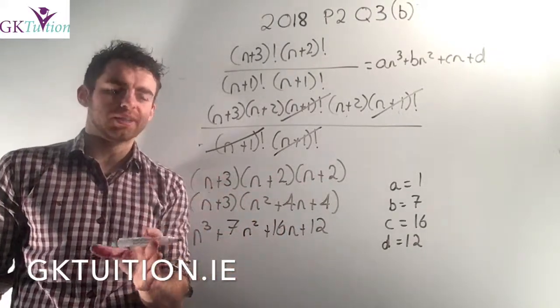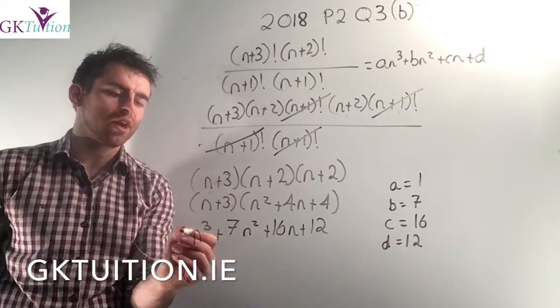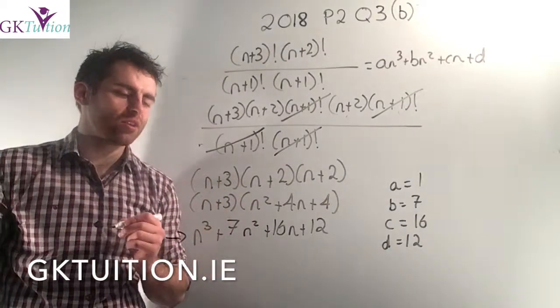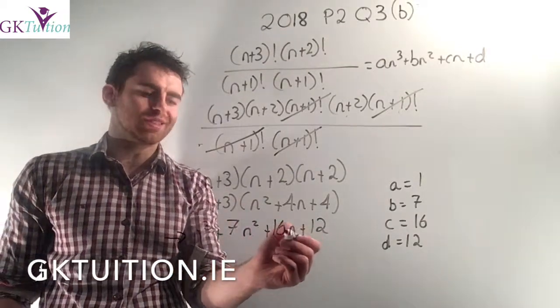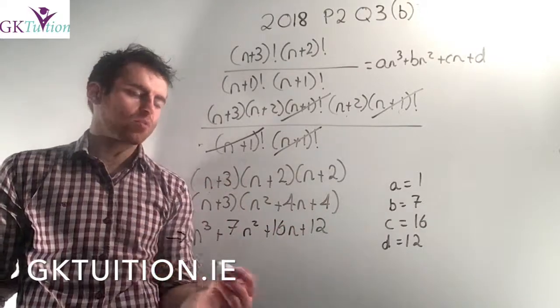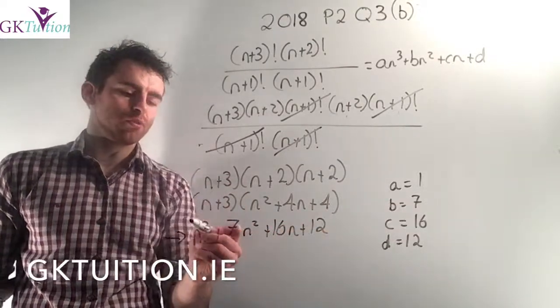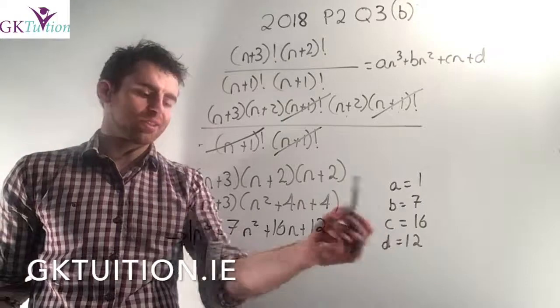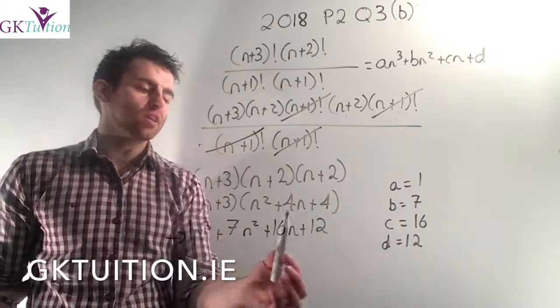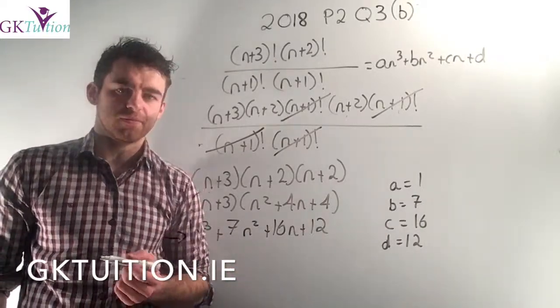And if you multiply this out, now obviously I've skipped a few lines here, your final answer should end up as n cubed plus 7n squared plus 16n plus 12. Which means that a is equal to 1, the number in front of n cubed, b is equal to 7, the number in front of n squared, c equals 16, and d is equal to 12.